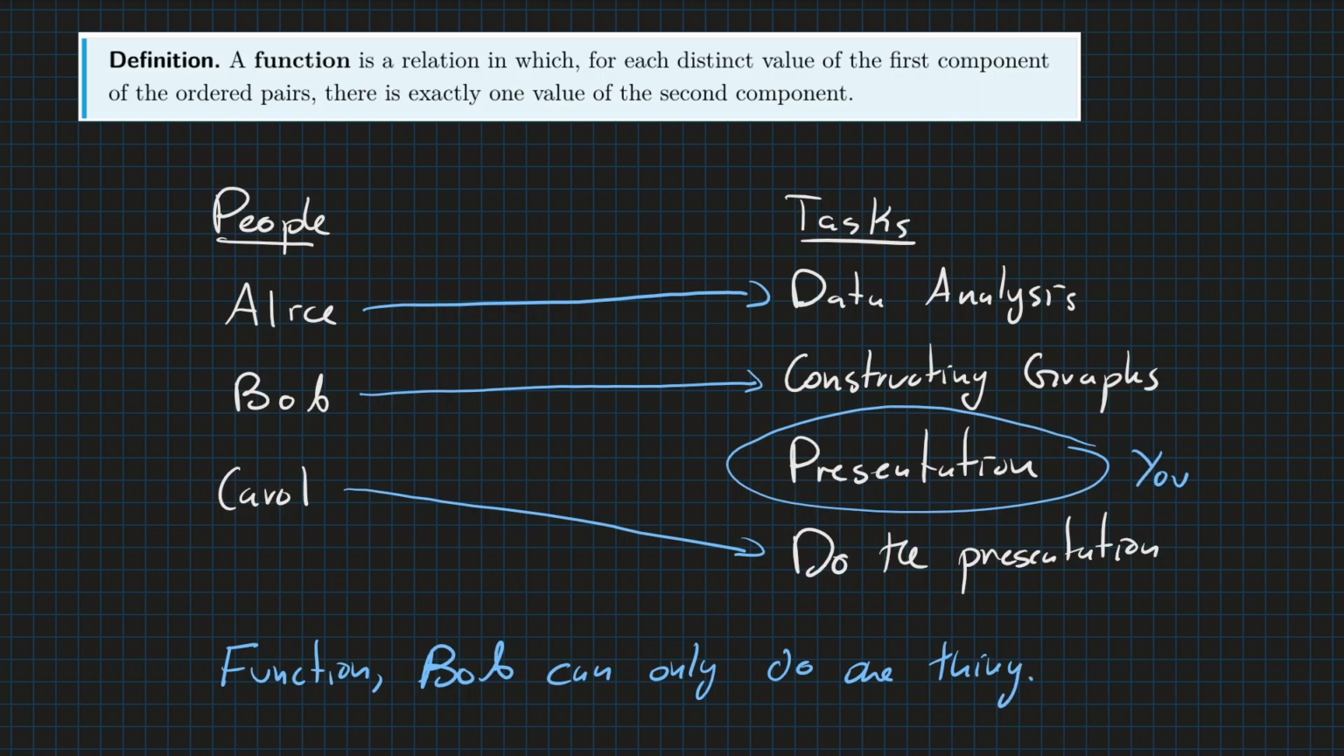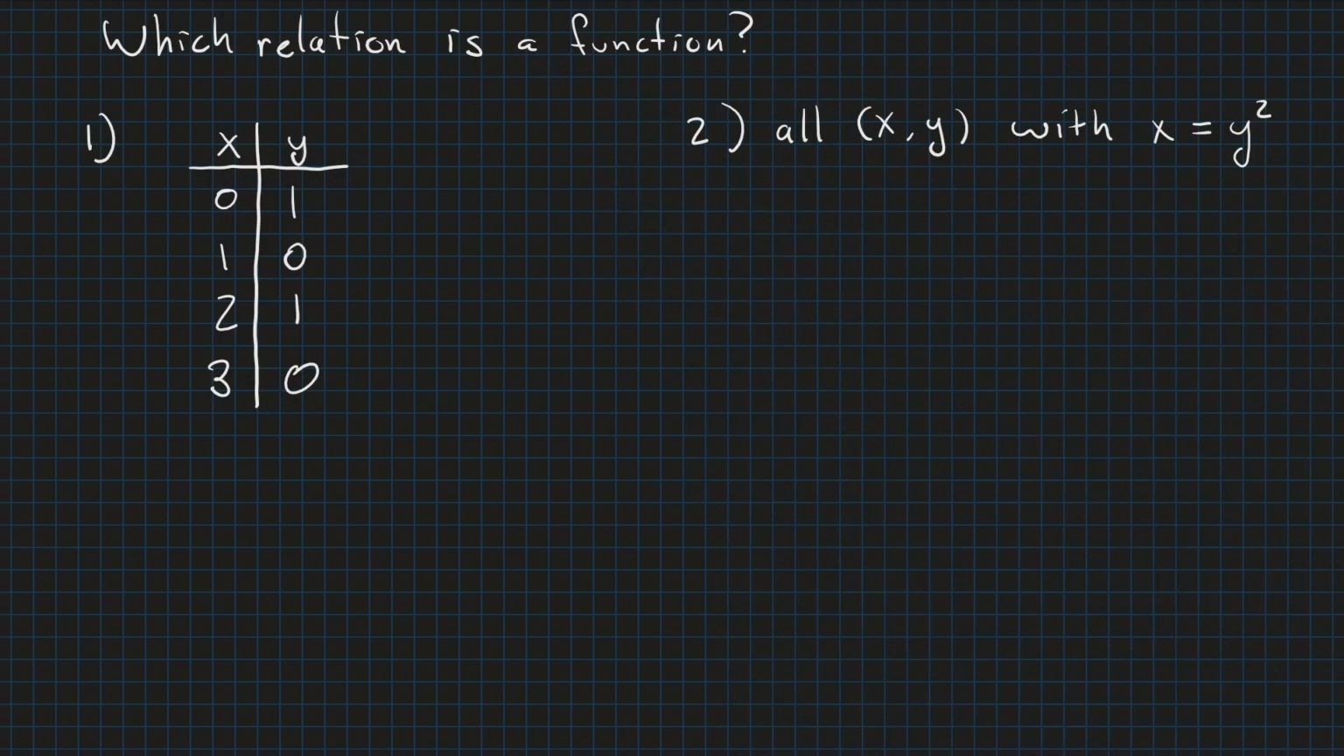Functions are relations where for each input, you only get 1 output. So if you think about this, if you assign 2 tasks to one person, that is a relation, but not a function. If I'm like, Alice, you're doing this, Alice will be like, okay. But if you're like, Bob, you're doing these 2 things, and Bob goes like, which one do you want me to do first? Then you can see that that is a relation, not a function. So that leads us into another example.